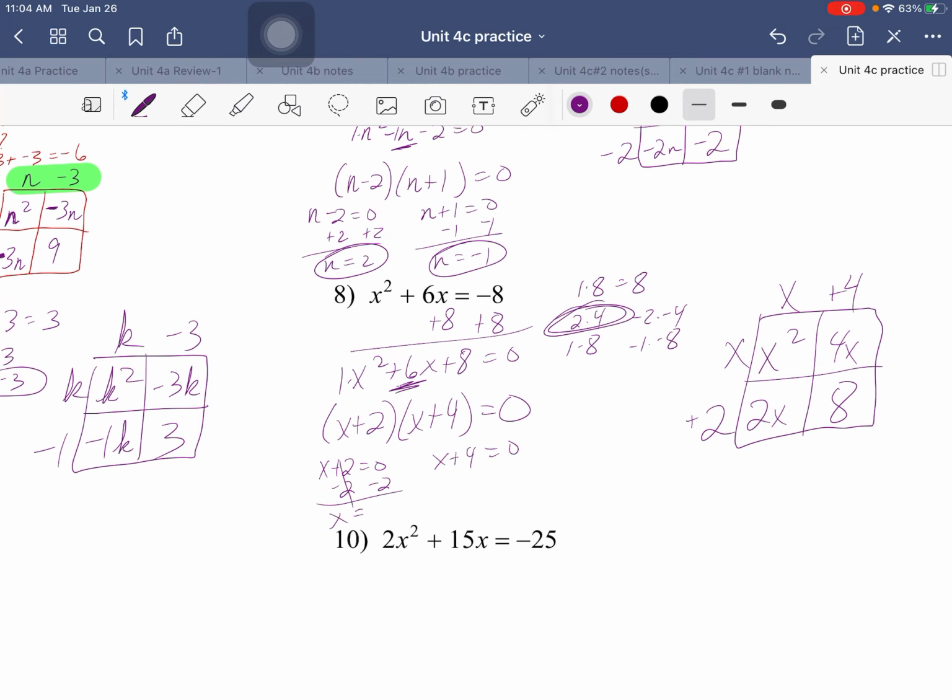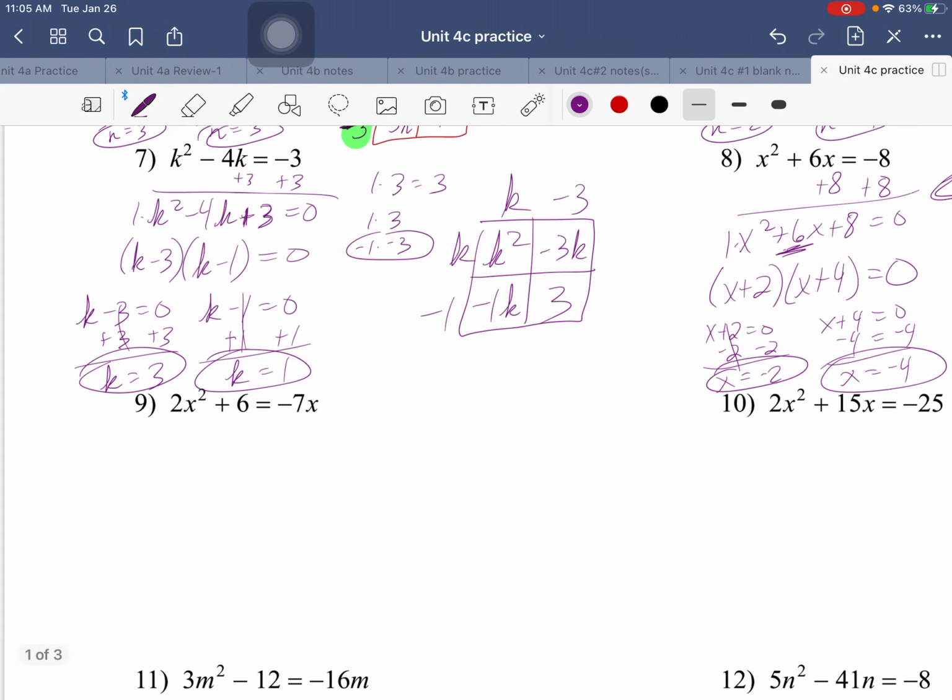You get x equals negative 2. X equals negative 4. Negative 2, negative 4.